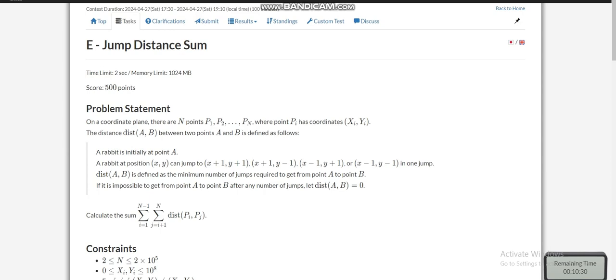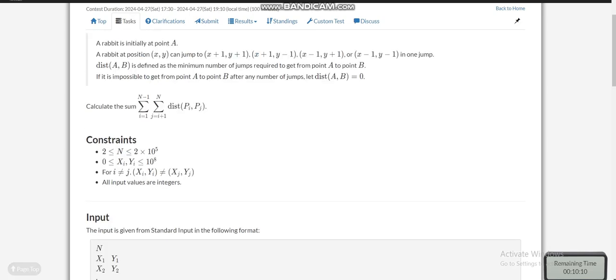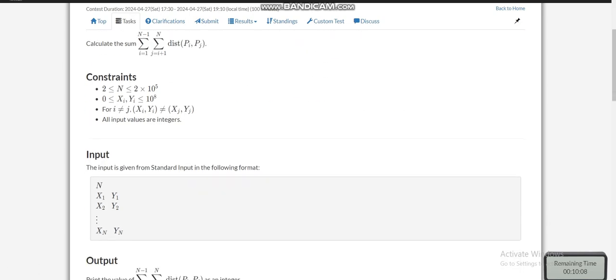Now distance a comma b is defined as the minimum number of jumps to get from A to point B. If it is impossible, then the distance will be 0. Between all the points we have to find the sum of the distance of pi comma pj, that is, the sum over all pairs of points. There are many observations in this problem.